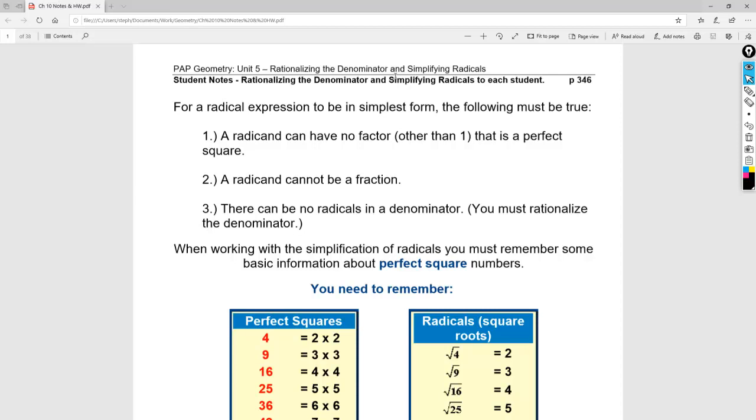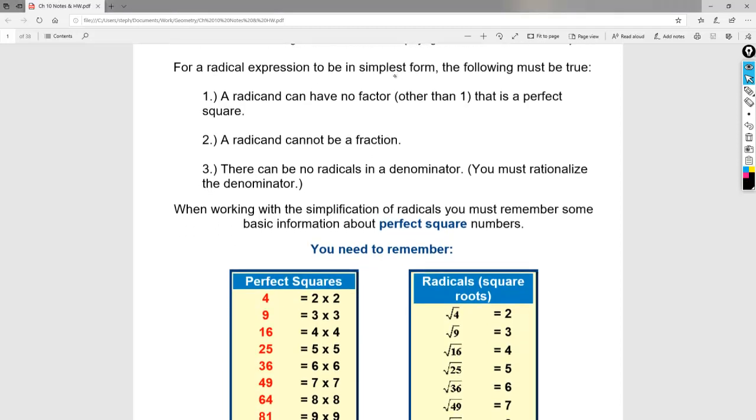Hi everyone, we are going to do a little bit of review over simplifying square roots or radicals. For today, let's just talk a little bit about perfect squares and then how to simplify. These are just some rules to follow.